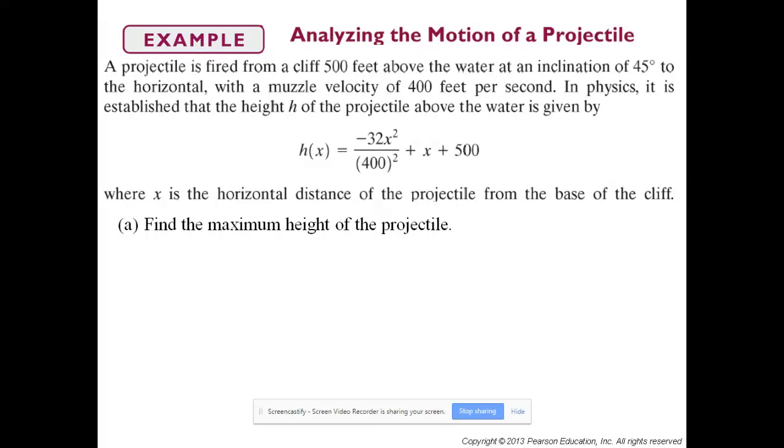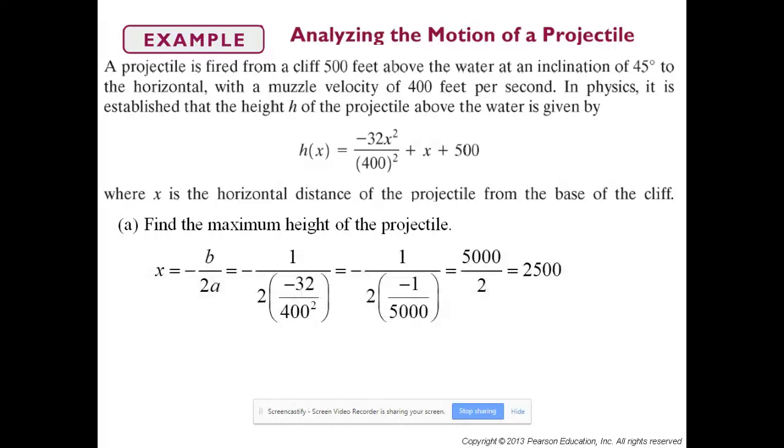Okay, so maximum height. Anytime you see maximum or minimum, what are we looking for? Vertex. So how do we find the vertex? Axis of symmetry, and then plug it back in. So that's what we're doing here. Negative b would be -1 over 2 times a, and a is that ugly fraction there. And then do that work. We end up with the x value being 2,500.